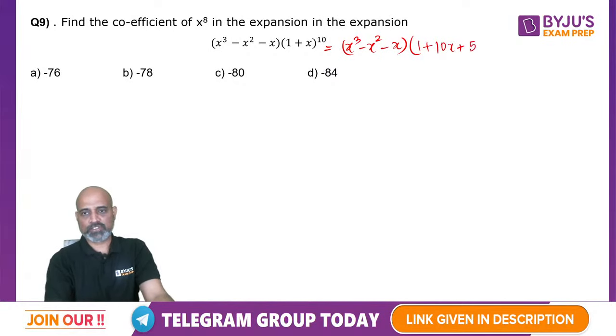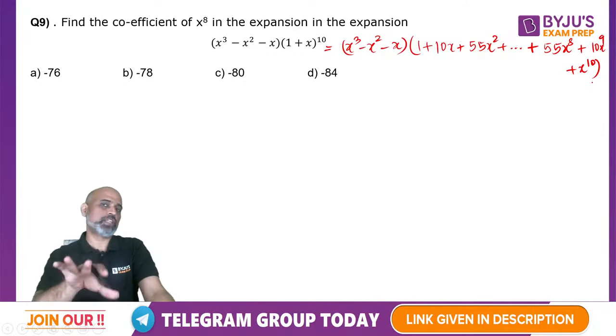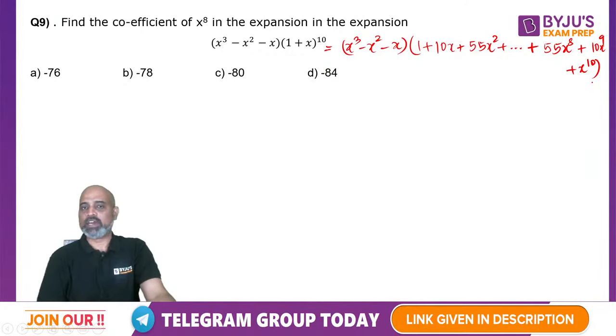plus 55x square and so on and so forth, and in the end 55x to the power 8 plus 10x to the power 9 plus x to the power 10. So this is what the expansion of that binomial is going to look like. Where did I get that 10 and 55 from? I have learned it. Okay, in case you have no idea, don't worry about it. Now what will happen? I need the coefficient of x to the power 8.